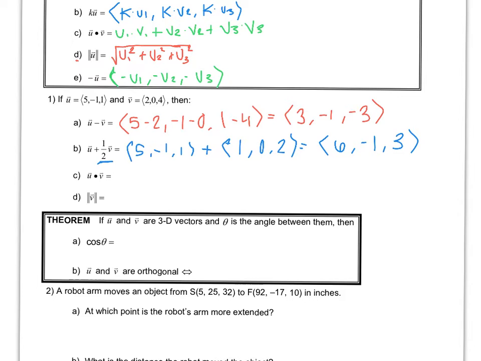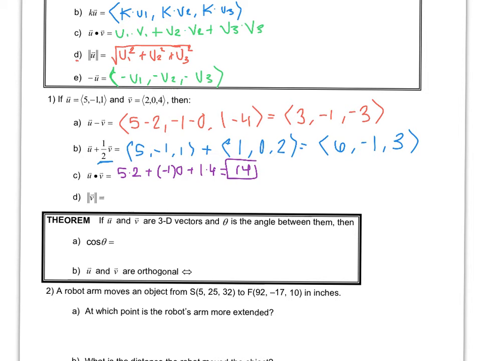All right, let's do dot product. That's a little more exciting. So u dot v. I'm not saying u times v because we're going to learn a new type of product with three-dimensional vectors today. So u dot v would be, remember, this does not result in another vector. It just results in a number that helps us determine the angle between vectors. So that's going to be 5 times 2 plus negative 1 times 0 plus 1 times 4. So we end up with 10 plus 4, so this dot product is 14.